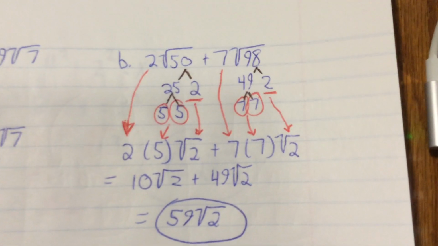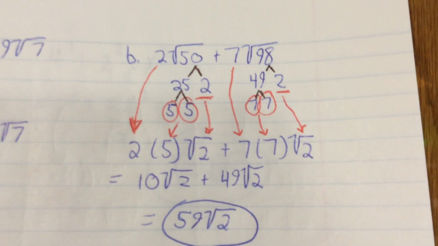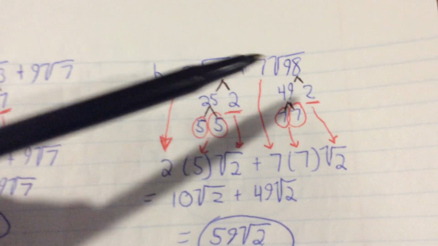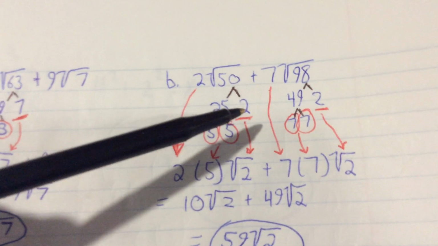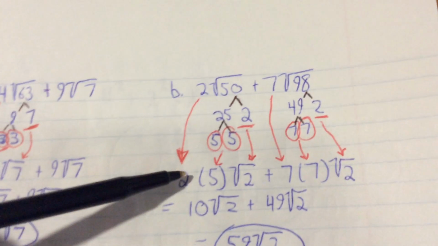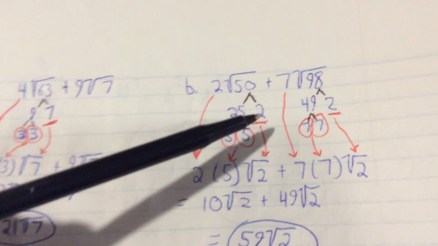Looking at B, this one we have 2 radical 50 plus 7 radical 98. Both of these radicals can be simplified, and they're both pretty convenient. They're both even numbers, so 50 I'm going to switch to 25 and 2. The 25 breaks up into 5 and 5, so we have that 2 on the outside to begin with. We got a pair of 5, so 1 5 is coming out. 2 does not have a match.